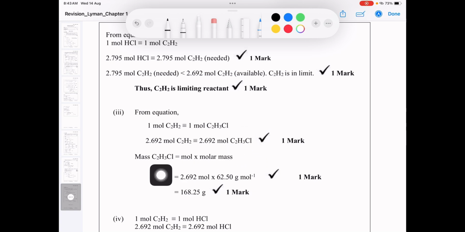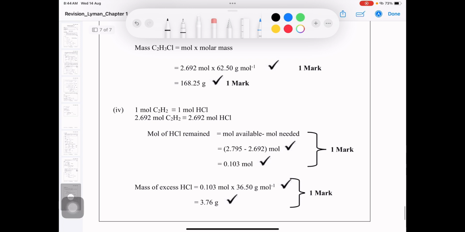So the mass of C2H3Cl is equal to number of moles times molar mass. So the mass of C2H3Cl produced is 168.25 grams. So question number 3 is 3 marks: 1 mark for the number of moles of C2H3Cl, another 1 mark for number of moles times molar mass, and the third mark for the correct mass of C2H3Cl.